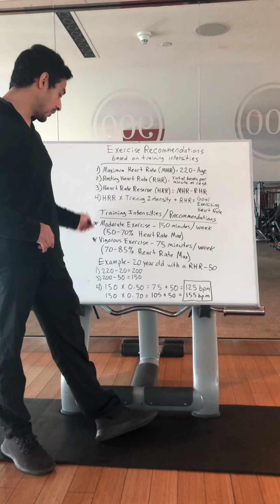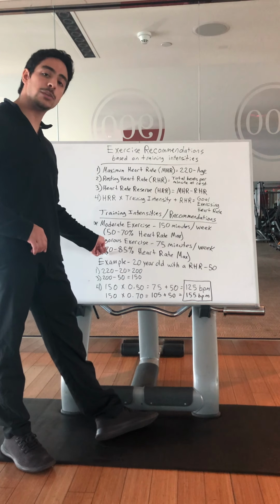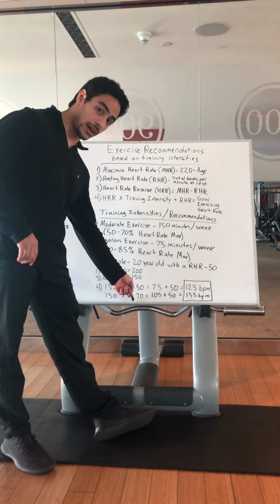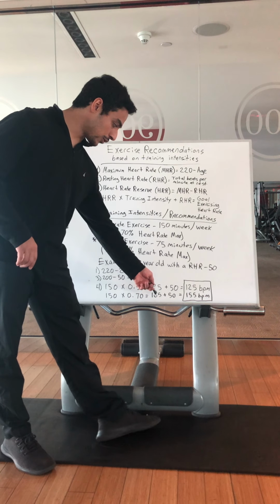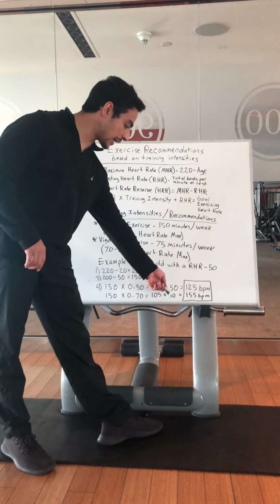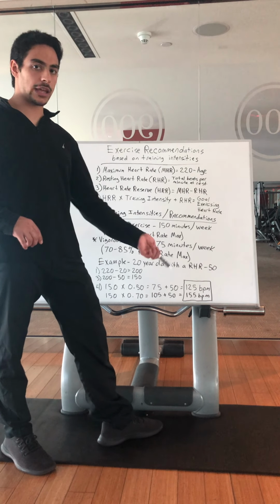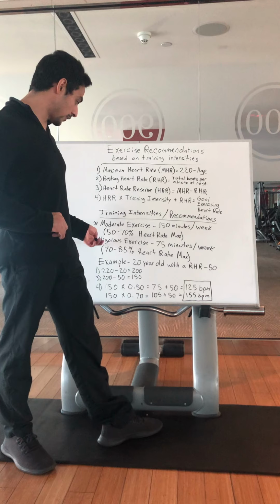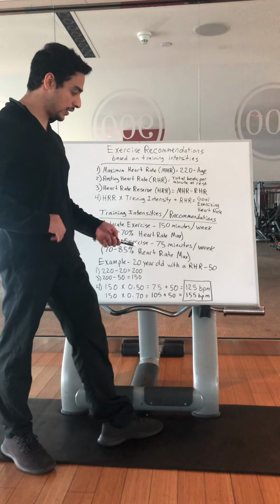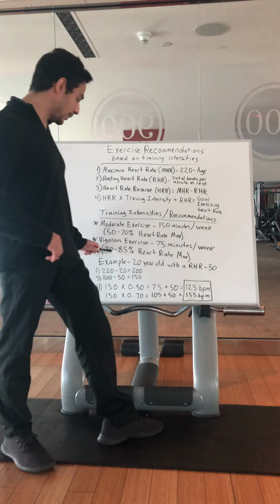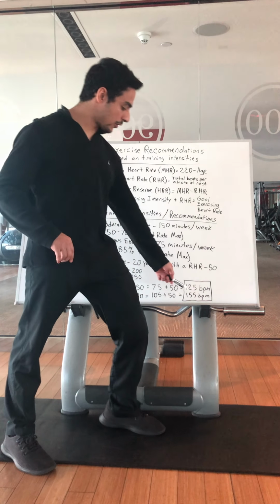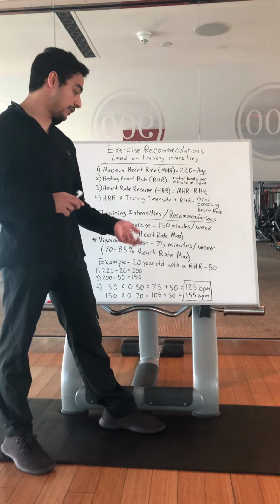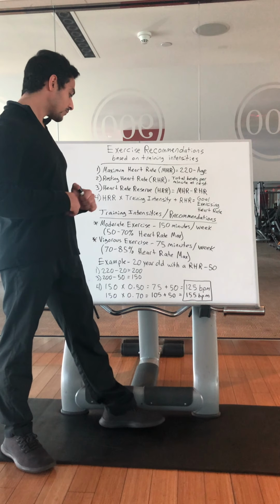All right. For vigorous exercise, let's just use 70% as the example. 150 times 0.7, 70%, equals 105, and then you add back the resting heart rate, which is 50, and that gives you 155 beats per minute, which again would mean that for 75 minutes that week, they're at 70% of the maximum heart rate. You want their heart rate to be at 155 beats per minute, okay?